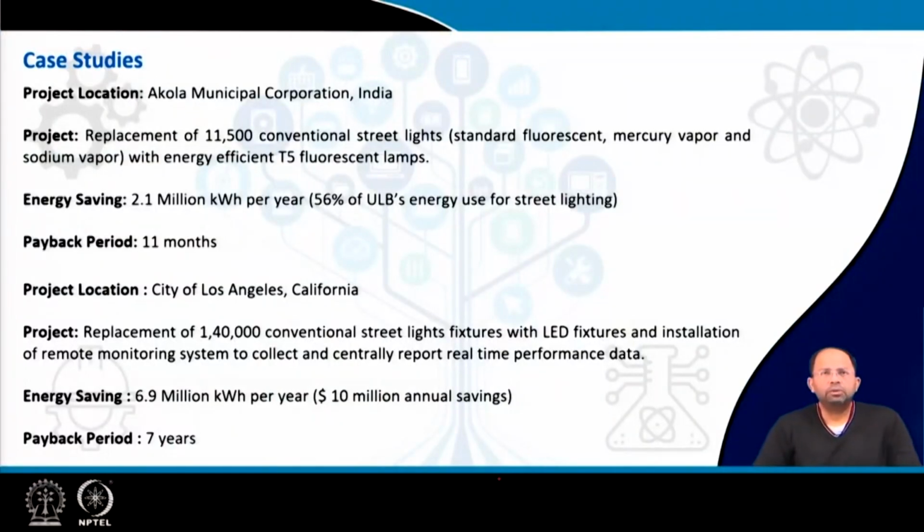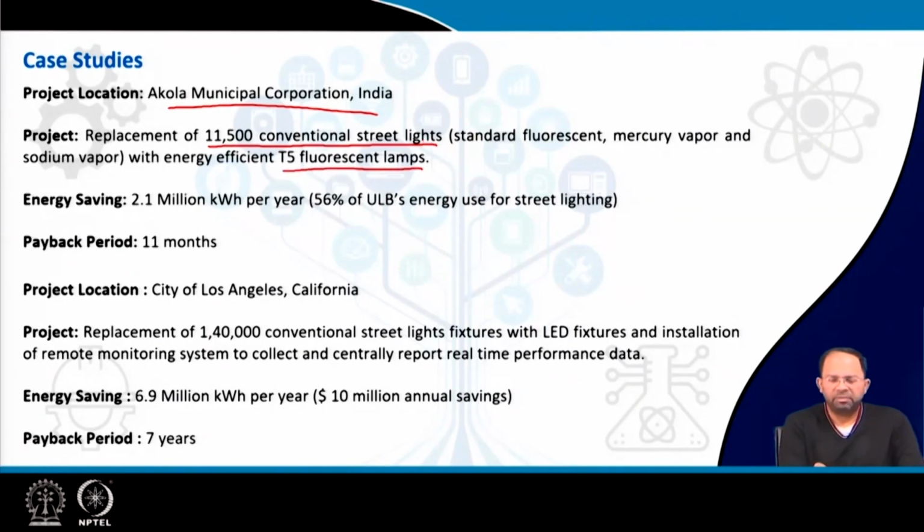So finally, coming to a case study, first we will discuss Akola Municipal Corporation in India, where around 11,500 conventional streetlights were replaced with energy efficient T5 fluorescent lamps. The lights replaced were standard fluorescent, mercury vapor and sodium vapor lamps. The energy saving estimated was around 2.1 million kilowatt hour per year, which is around 56% of the ULB saving.